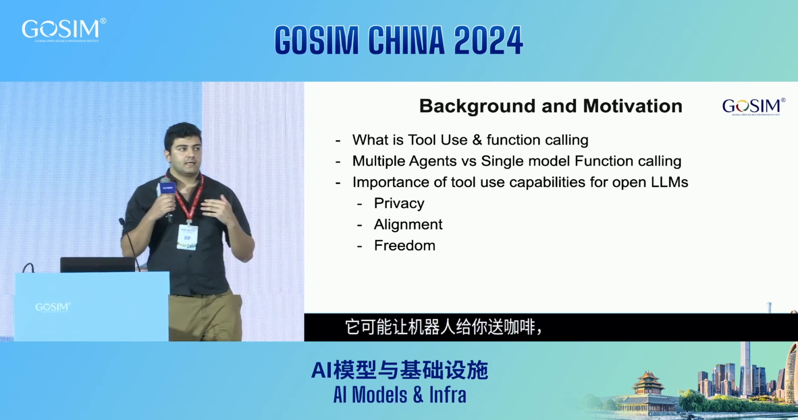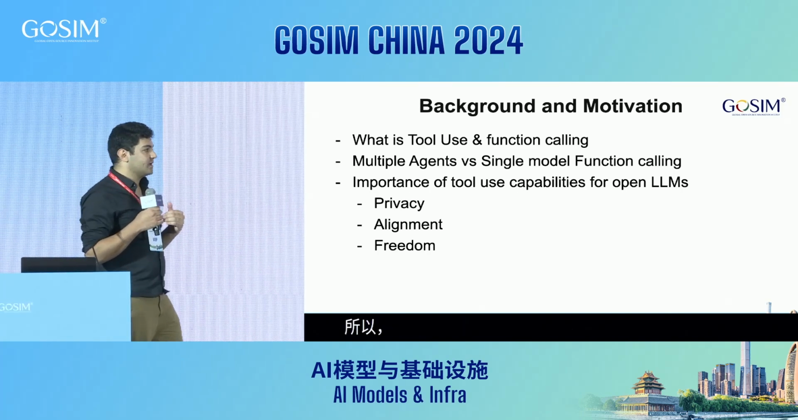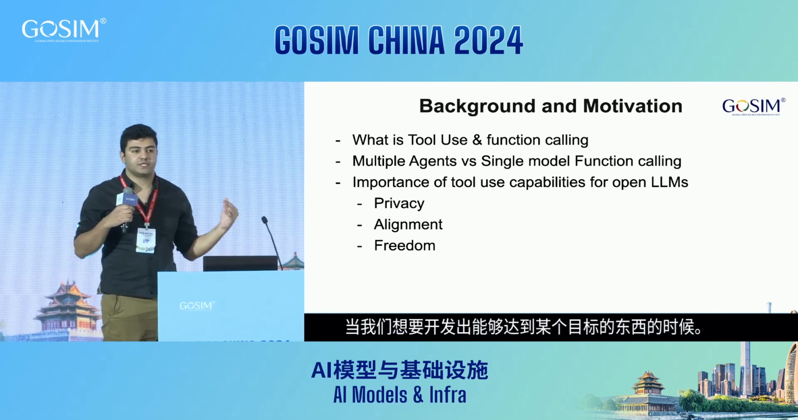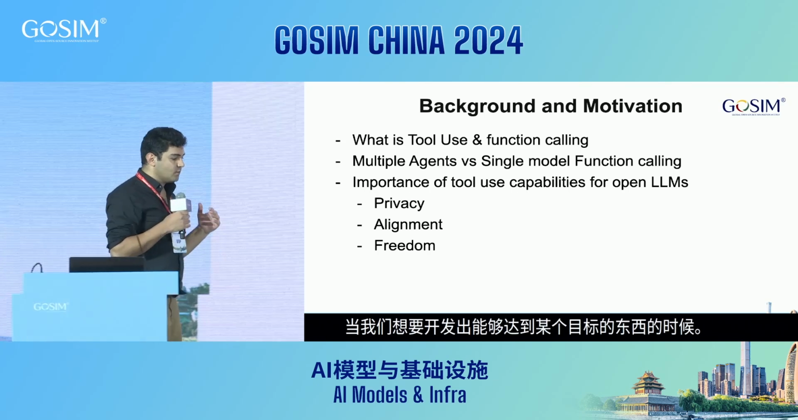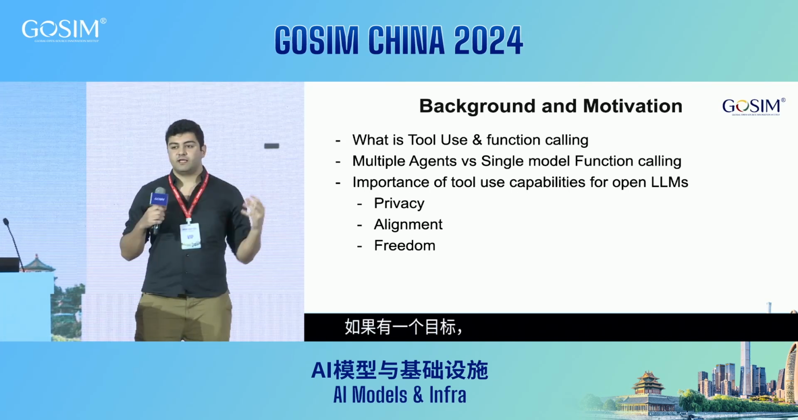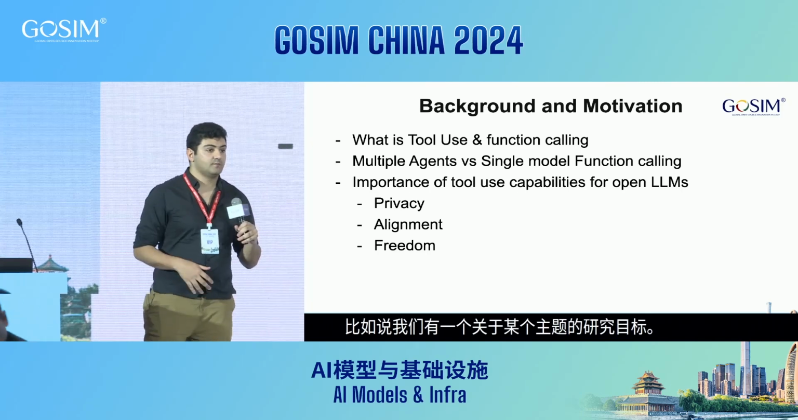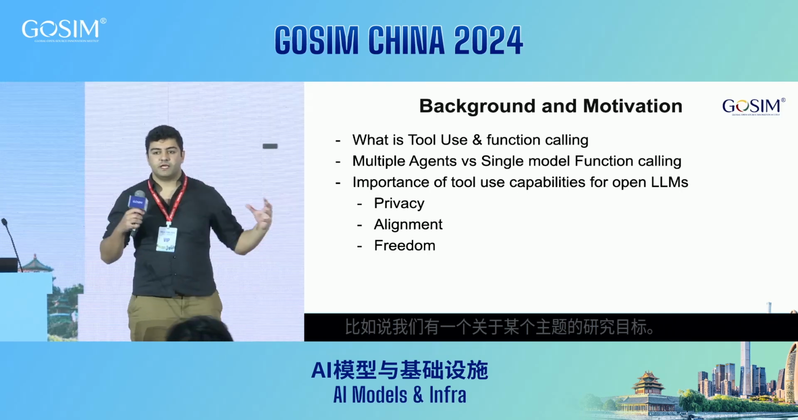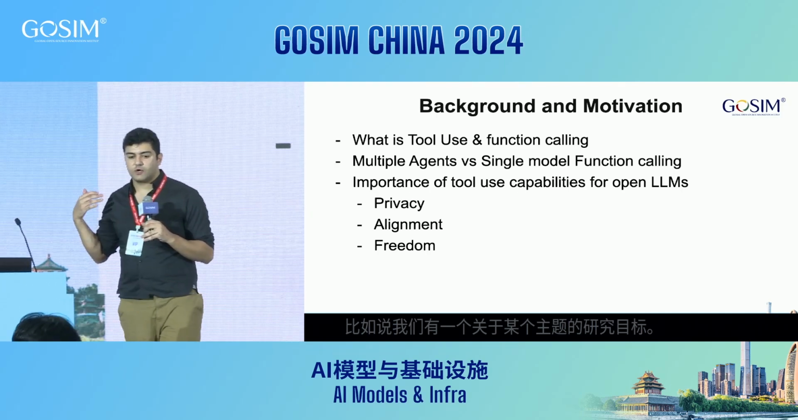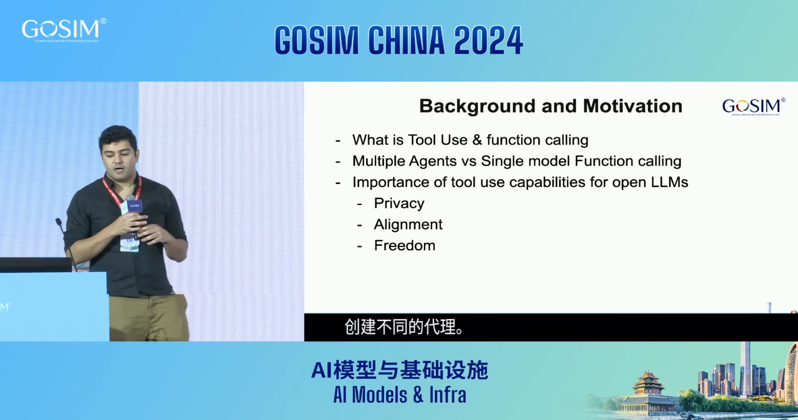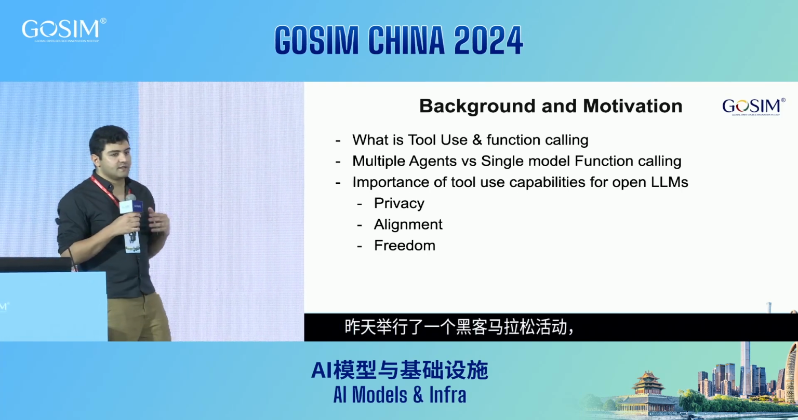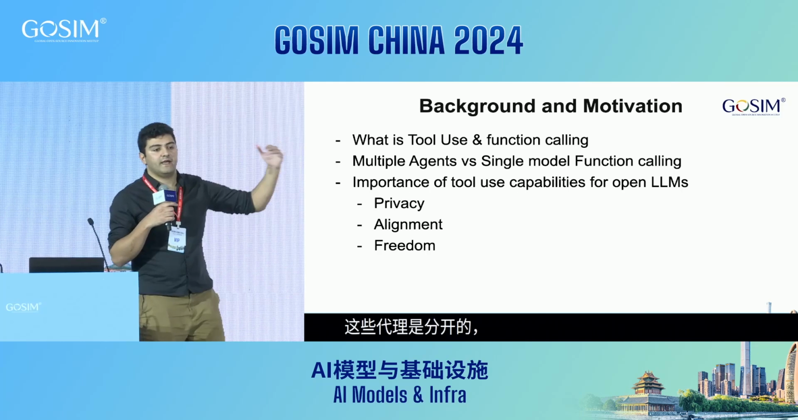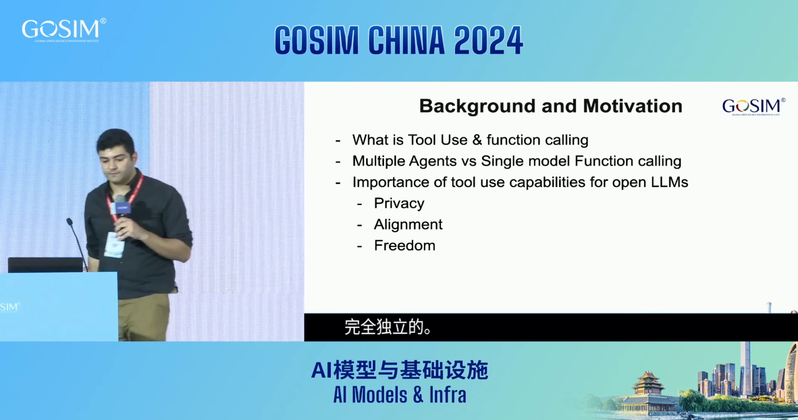So there are different systems that we use when we want to develop something that can reach a certain goal. Let's say we have a goal of researching some subject, and we could define multiple agents. Yesterday there was a hackathon, and a lot of people submitted projects to create multiple agents. Those agents were totally separate. But when we talk about function calling, this is a single model that is capable of executing all those kinds of agentic work on its own.